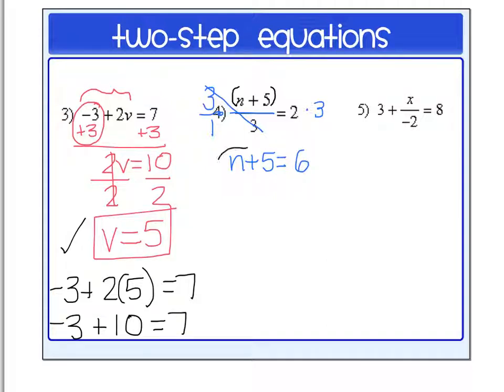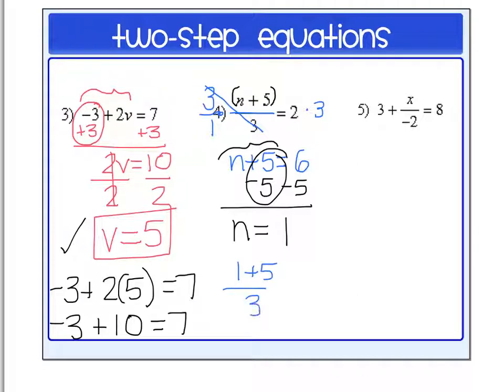Our n is still not by itself. We've got a plus 5 connected to it. To undo that, we're going to subtract 5 from both sides. And in this case, we get n equaling 1. If I were to plug back into my equation, I have 1 plus 5 over 3. The rule says we have to do the top first. 6 over 3, and we do get 2, which is what it said we should get.